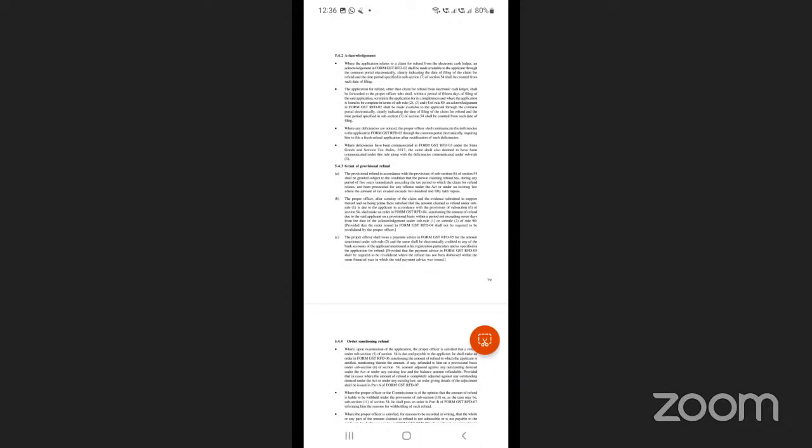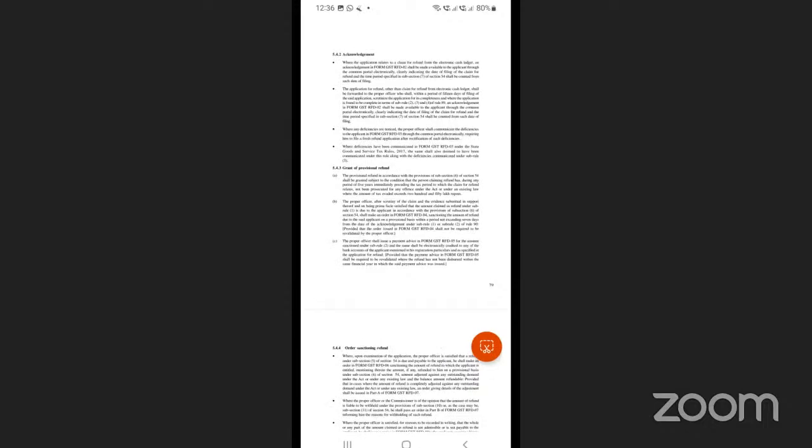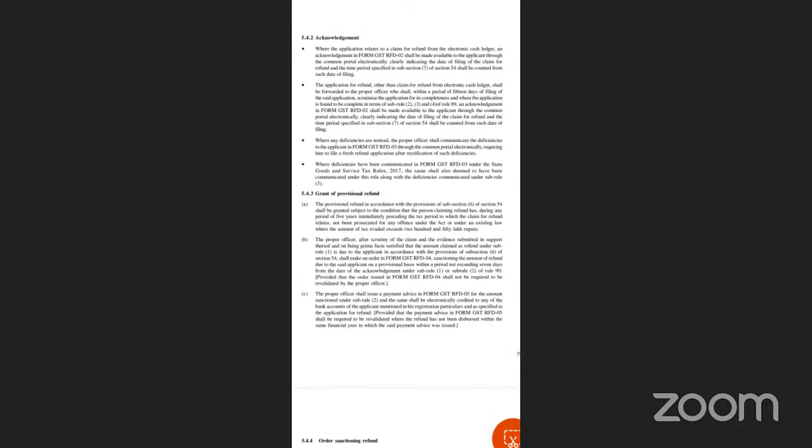So once the proper officer has communicated, and is satisfied that the deficiencies highlighted were rectified and submitted in the form GST RFD 03 under the state goods and services tax rules, then he is satisfied. If he has not communicated anything after filing, it is assumed to be acceptable, and within 15 days he will grant you the acknowledgement.